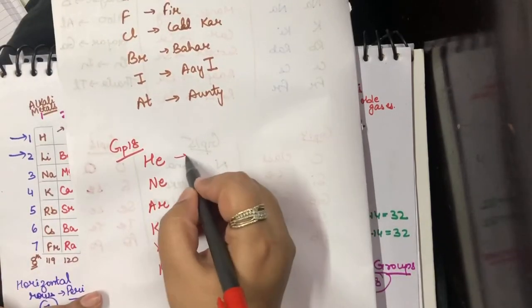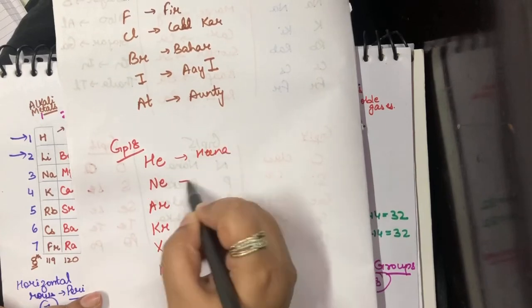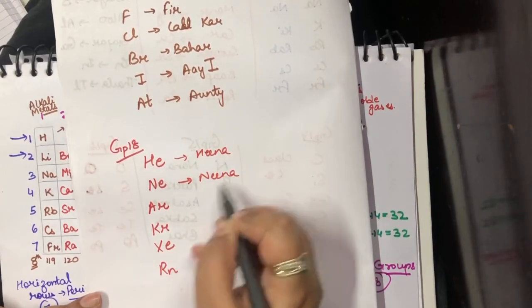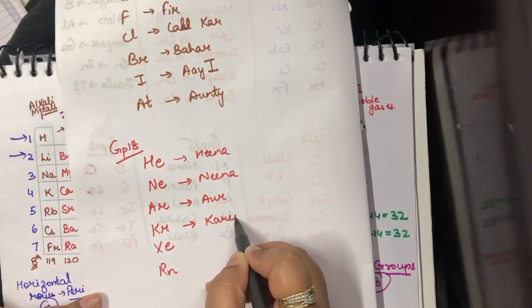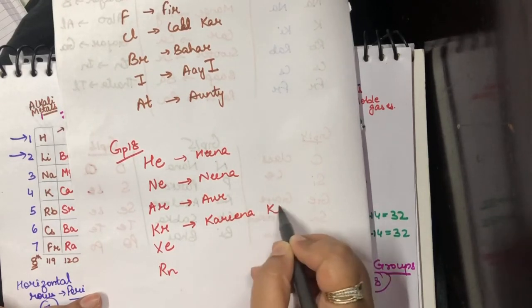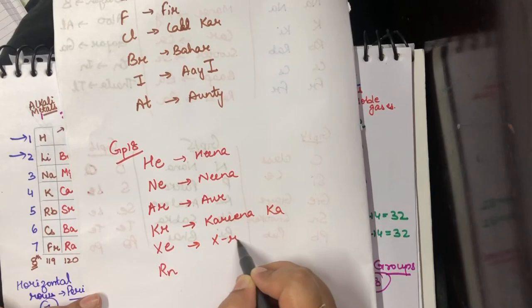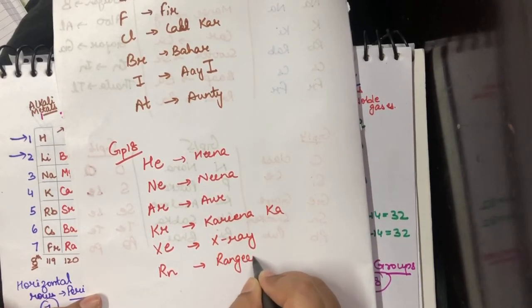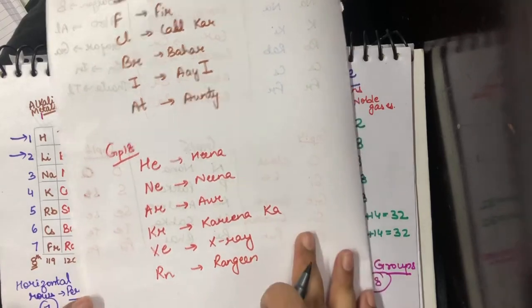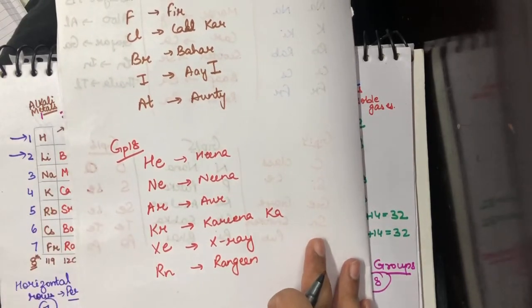We call it as Hina, Nina और करीना का एक्स-रे रंगीन. So it is Hina, Nina or Karina ka X-ray rangeen.